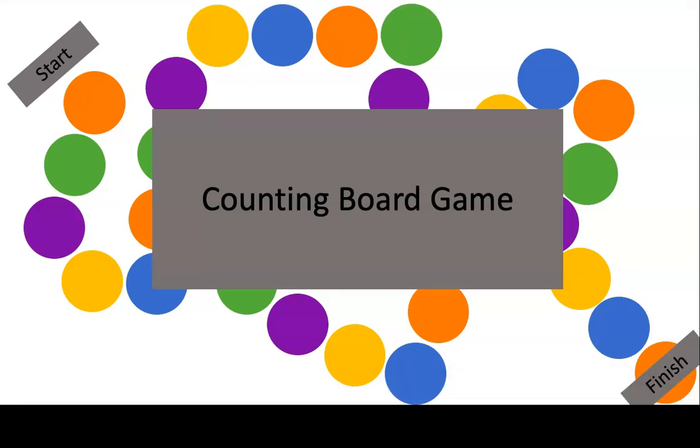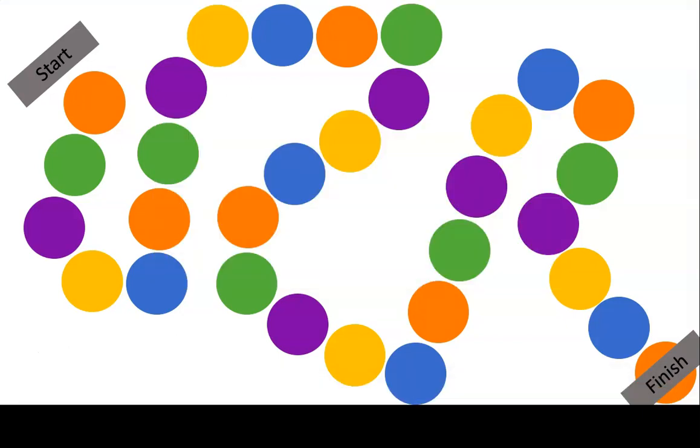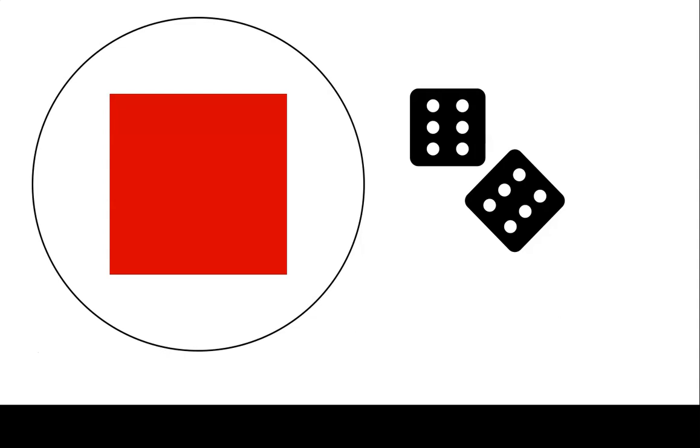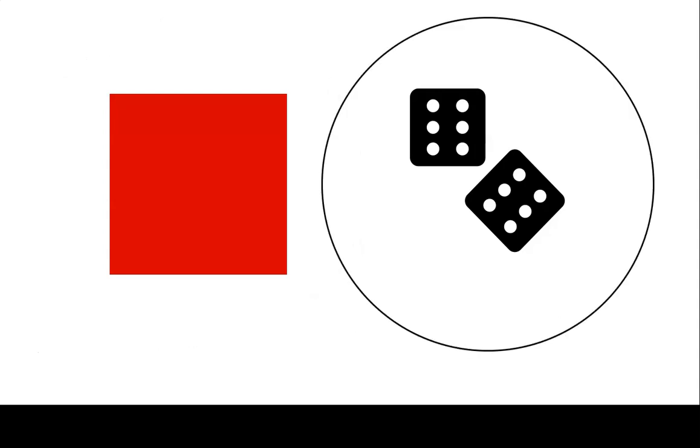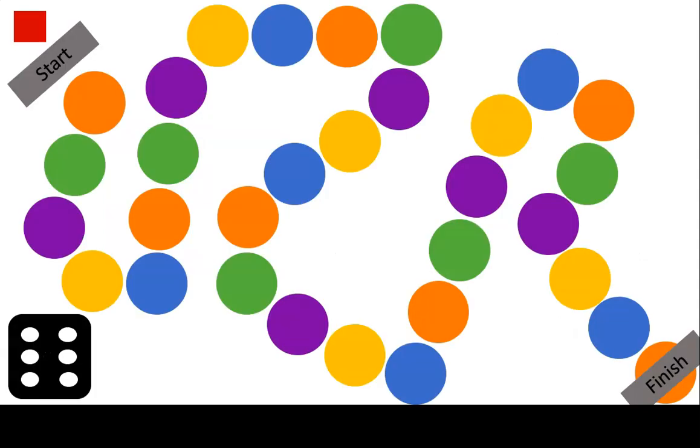Today we are going to use this board to play a counting board game. In addition to this board, we will use dice and a game piece to go from start to finish. We will use this red game piece to move along the board, and dice like these to tell us how many spaces to move. On each turn, we will roll the dice and then count how many dots there are. Then we will move the red game piece that many spaces along the board. Let's see what this looks like.